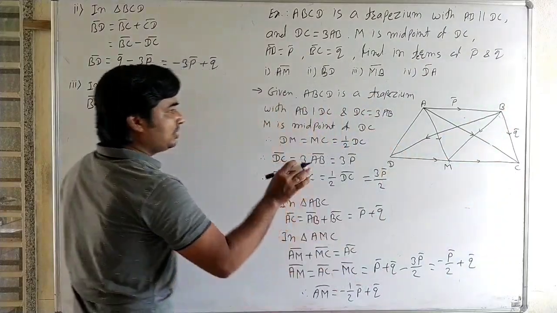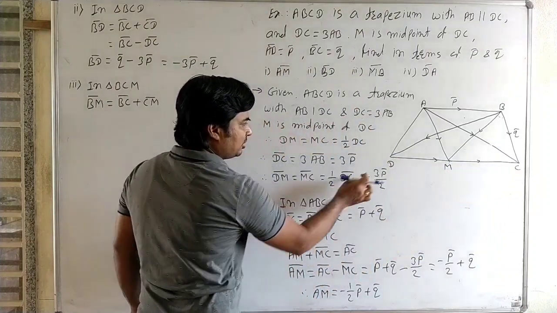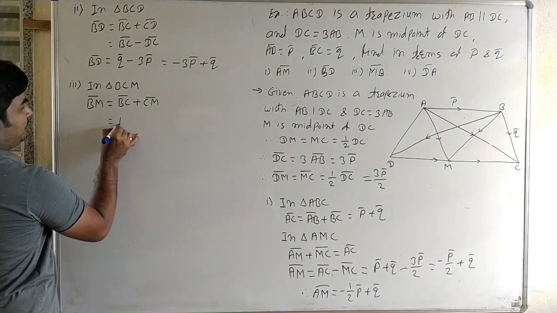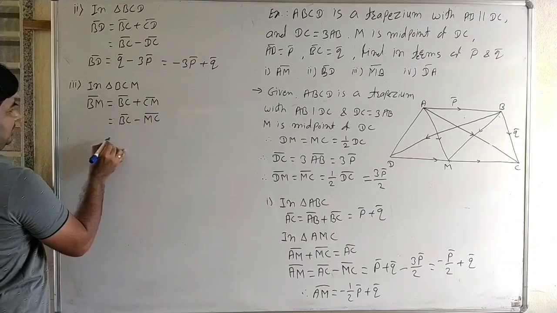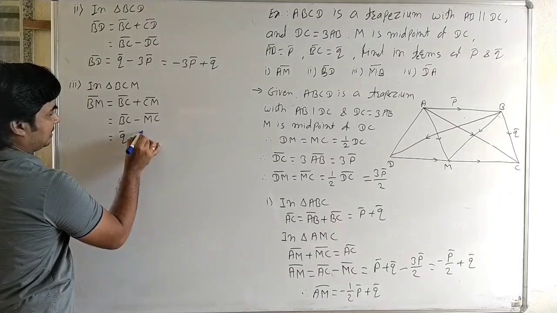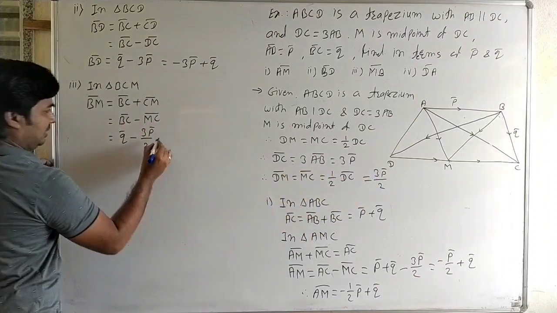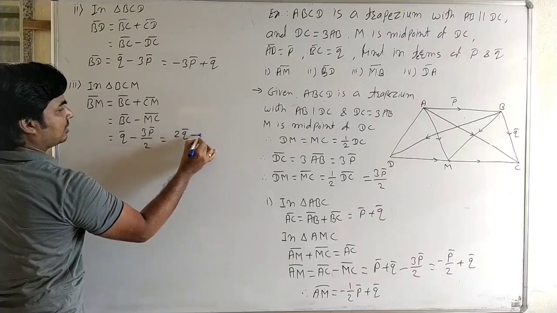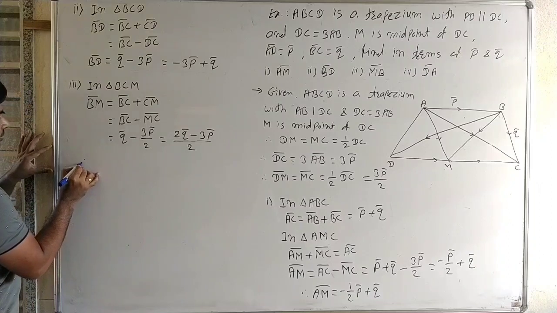Now BC is q bar and CM, but we know that MC is equal to this, therefore CM is in the opposite direction, that is a minus. BC minus MC, BC is q bar minus MC, which is minus 3p bar upon 2, that is 2q bar minus 3p bar upon 2. Therefore this is BM.